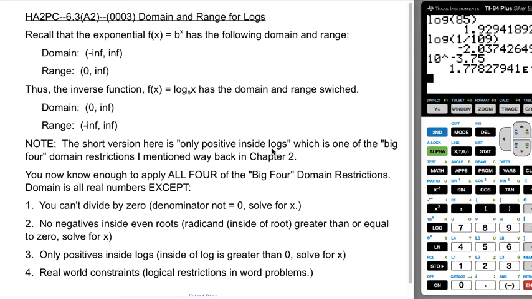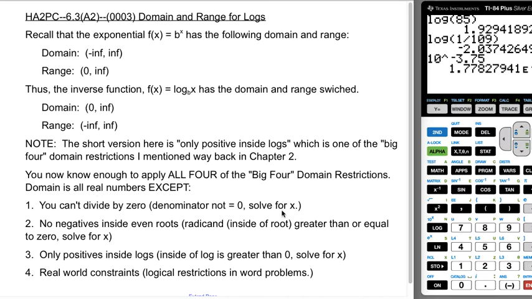So the short version here is to say only positives inside logs, which is one of the big 4 domain restrictions that I mentioned all the way back in chapter 2 when we learned these, and I said, hey, you don't know logs yet, but let's just go ahead and throw these out there since these are the big 4 domain restrictions forever and always. Right? So here are the big 4 domain restrictions. So now you know enough to do all 4 of them.